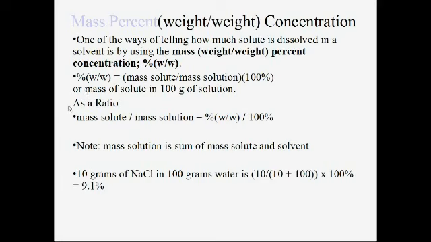If we have mass percent and we're calculating something else, it's usually best to set it up as a ratio. So mass of solute over mass of solution will equal percent of solute over percent of solution, which would be 100%. Now when we are doing these calculations, we have to remember that if we are given the mass of solute and mass of solvent, the solution is the total of the solute and solvent.